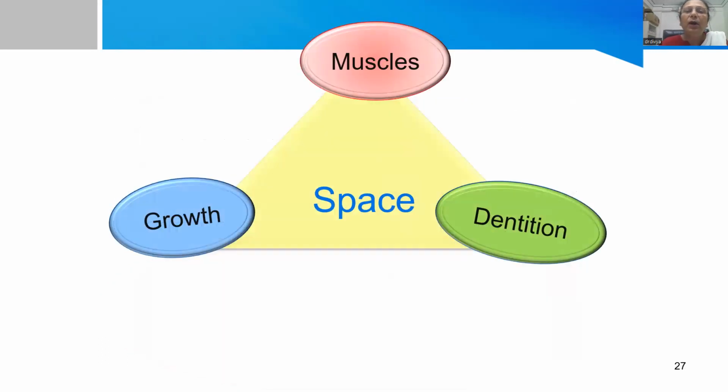Now, by now you understand the space is affected by growth, that is class 1, class 2 or class 3, muscles and the dentition itself. So there are 3 angles or 3 cornerstones which should be considered.